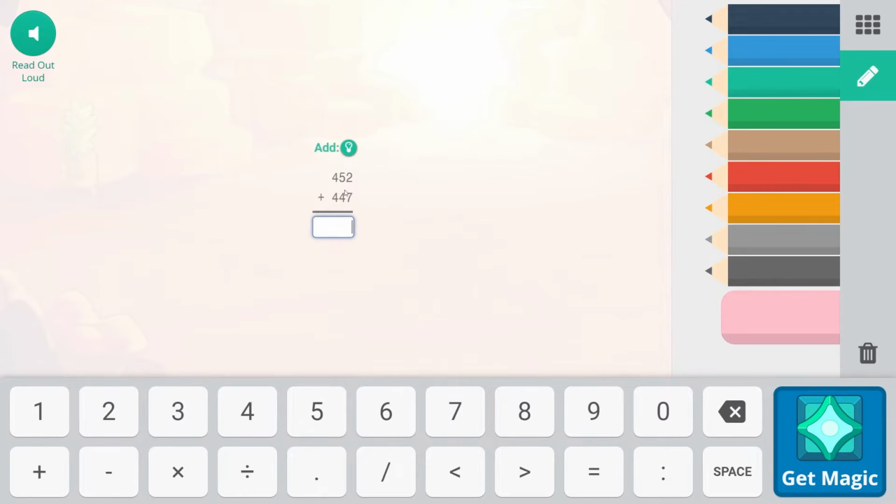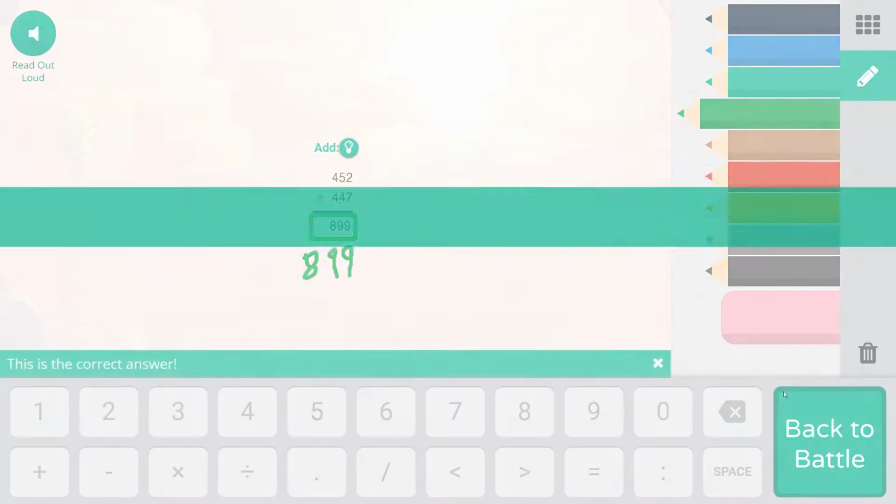All right, this is adding down. 2 plus 7 is 9. 5 and 4 is 9. So we do not need to regroup at all. So we're just adding down. So for our 1s place, we're going to have 9. 50 plus 40 is going to be 90. So that's going to go over there. 400 plus 400 is going to be 800. So our answer is 899.